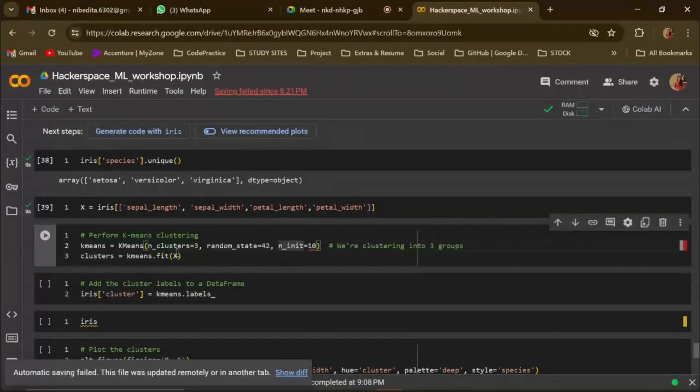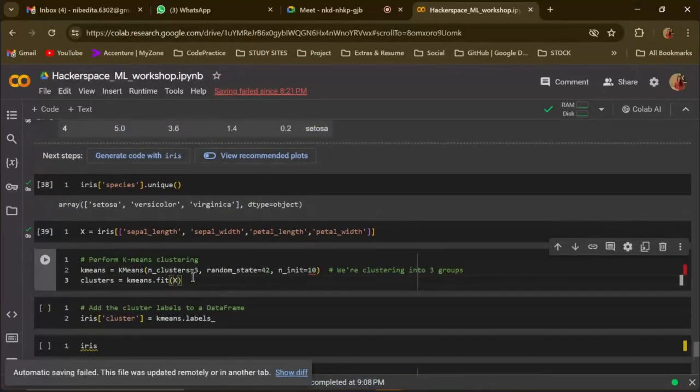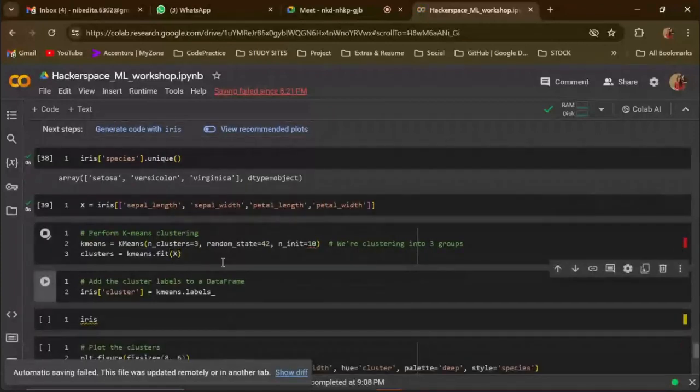So here we are initializing the k-means algorithm. We are initializing with 3 clusters. Why 3? Because we have 3 species. Okay, and we are fitting the data. Note that we are only passing X data. We are not passing these species. So this is unlabeled data. The k-means algorithm does not know which species these flowers belong to.